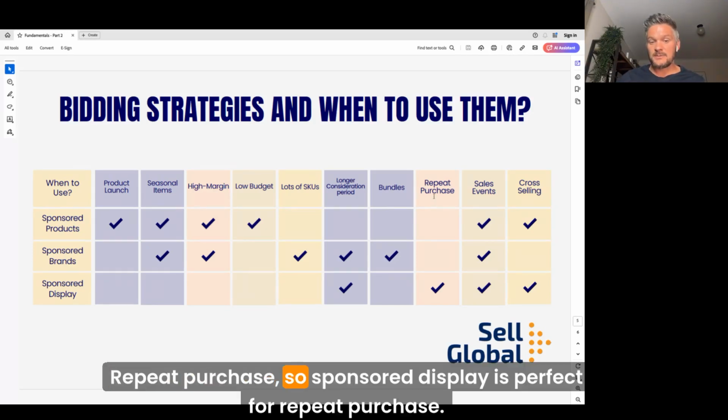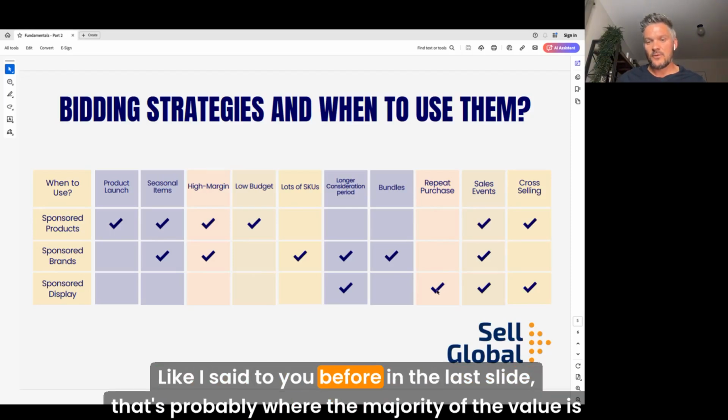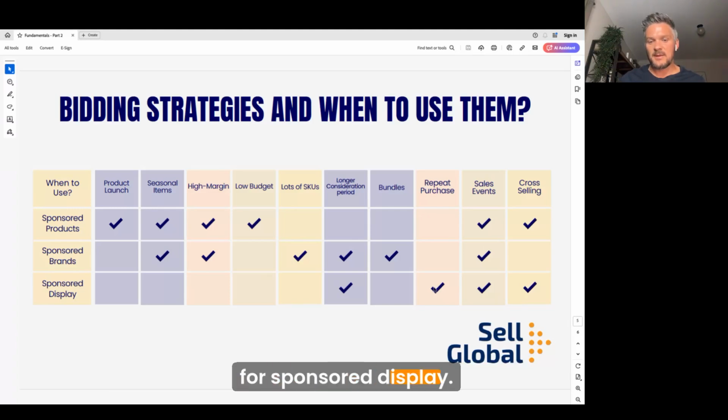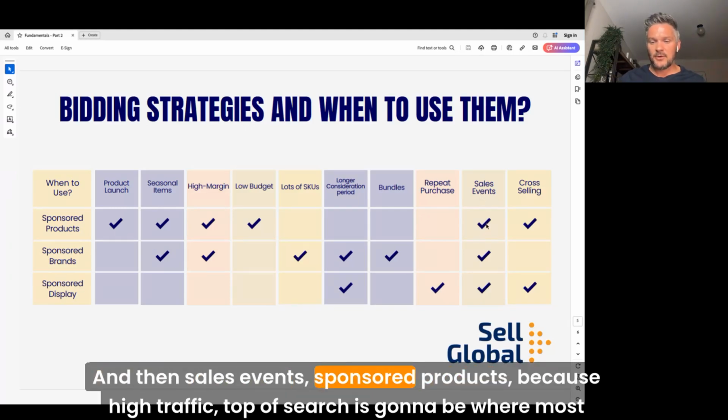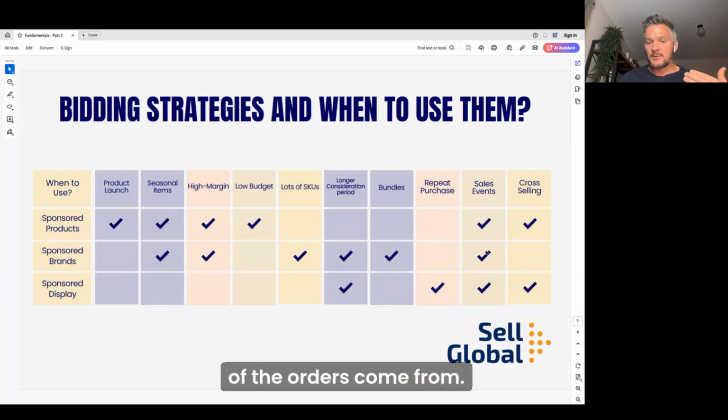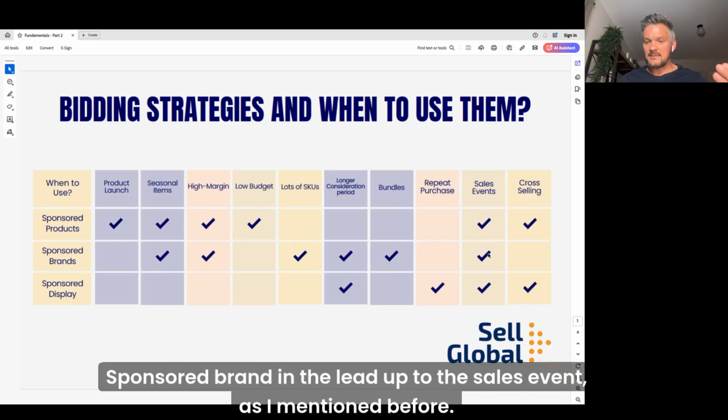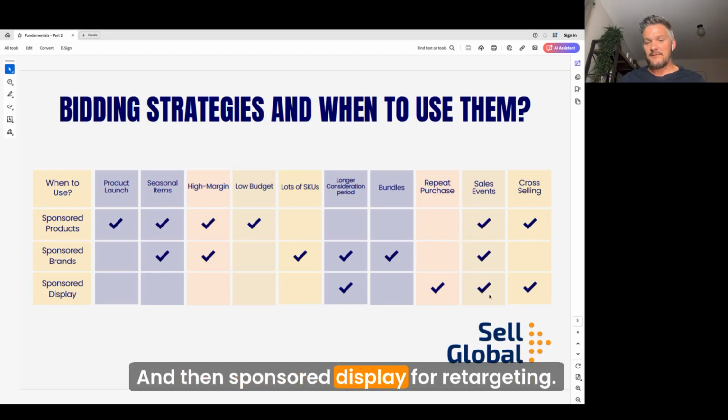Repeat purchase. So sponsored display is perfect for repeat purchase. Like I said to you before in the last slide, that's probably where the majority of the value is for sponsored display. And then sales events, sponsored products, because high traffic, top of search is going to be where most of the orders come from. Sponsored brand in the lead up to the sales event, as I mentioned before, and then sponsored display for retargeting.